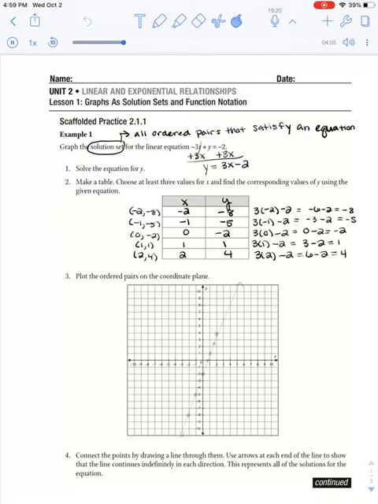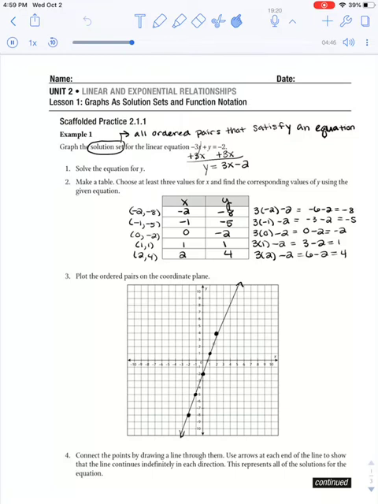So it says for step 3, we just want to plot these ordered pairs on the coordinate plane. So negative 2, negative 8. Negative 1, negative 5, so to the left 1, down 5. 0, negative 2, to the right 1, up 1, and then 2, 4. So all I have to do now is connect my dots with a straight line, and we're going to want to extend this line the entire length of the graph. So that's my final graph.